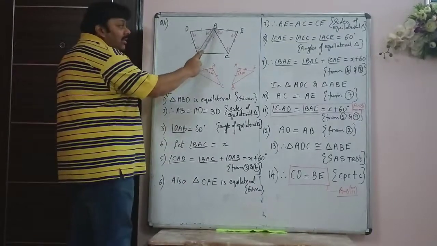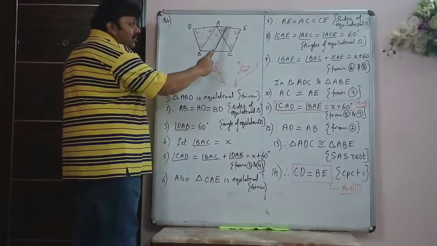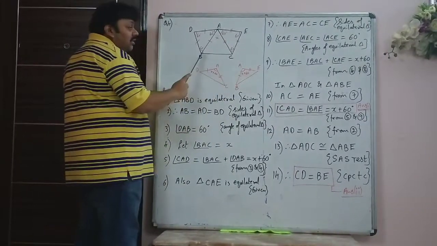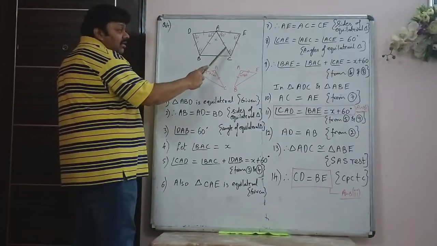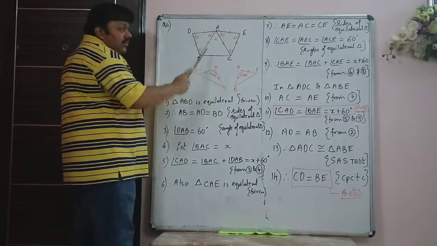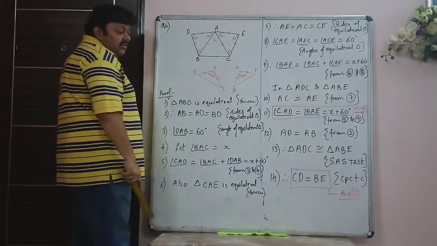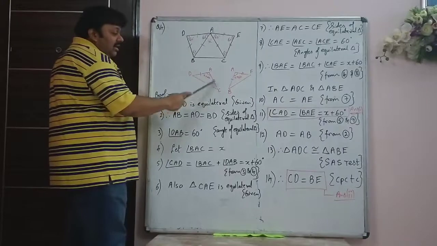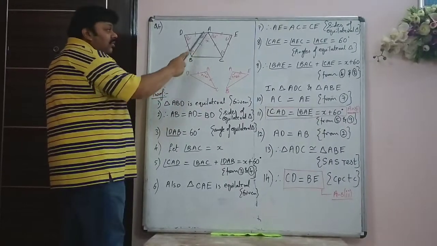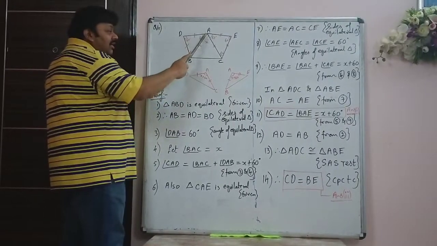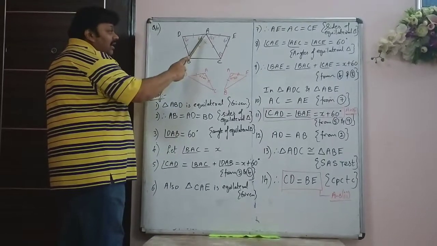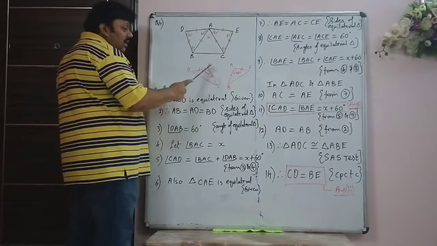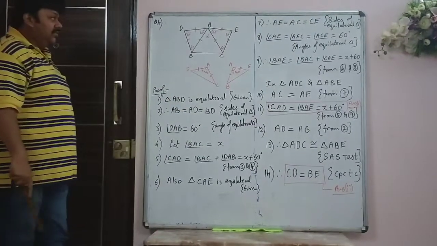So now what is angle BAE? It is X plus 60. I can see it here. So that is why I have written X plus 60. It is actually BAC plus CAE, which is X and 60. Similarly, what is angle CAD? CAD is also BAC plus DAB, which is X plus 60. So again CAD is X plus 60.